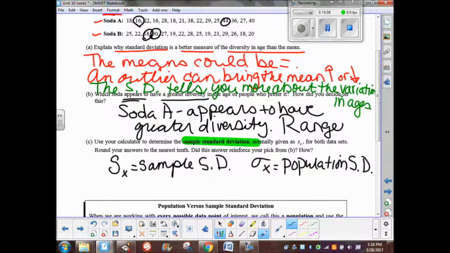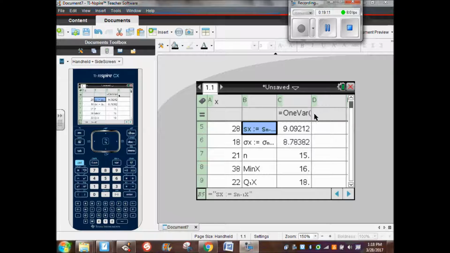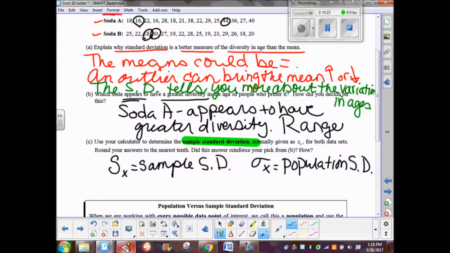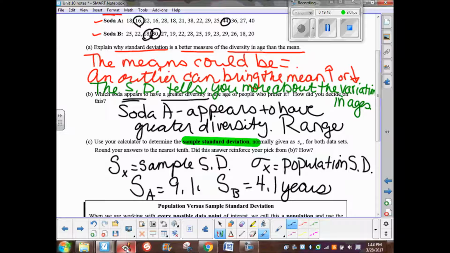So I put in data set A, and Sx is right above sigma x. To the nearest 10th, data set A is 9.1. So the standard deviation for A is 9.1. And the standard deviation for B, what did you guys get? 4.1. And our label, we're talking about ages, so it's years.